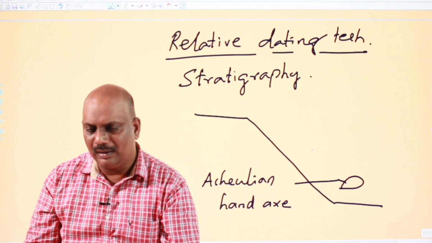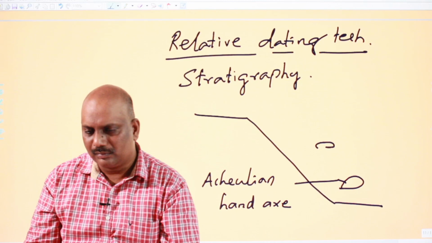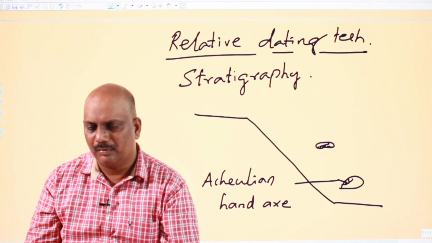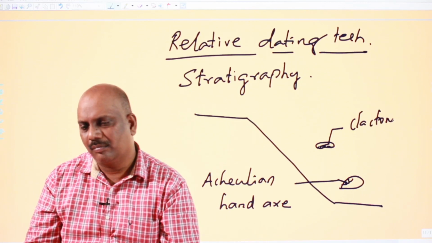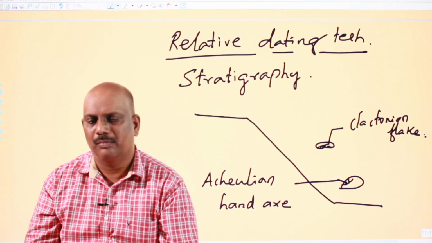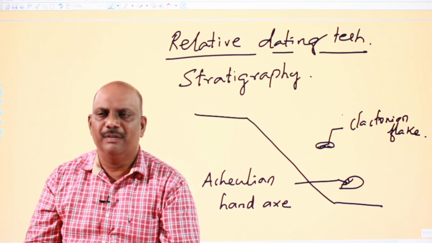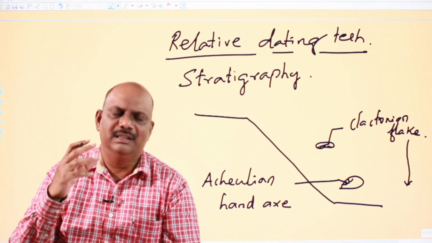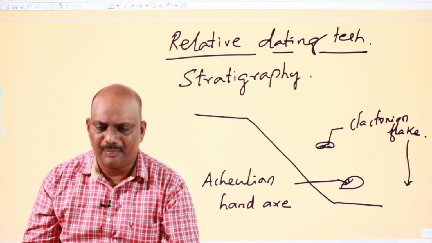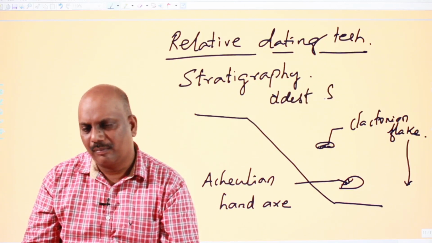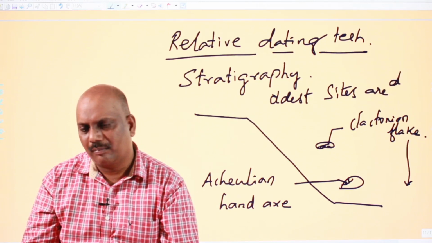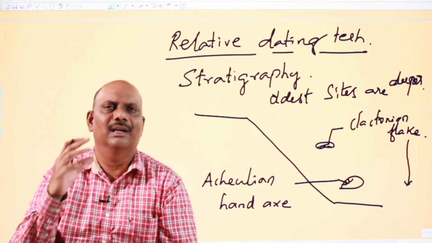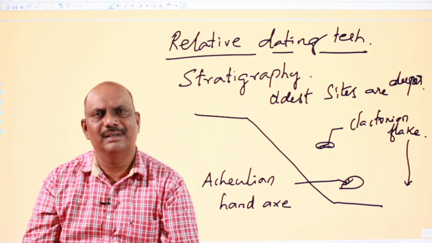And one flake tool. So in stratigraphy, the oldest sites will generally be deeper. Here the Acheulean hand axe is older, more primitive than the Clactonian flakes. This is stratigraphy. That's it, very simple.